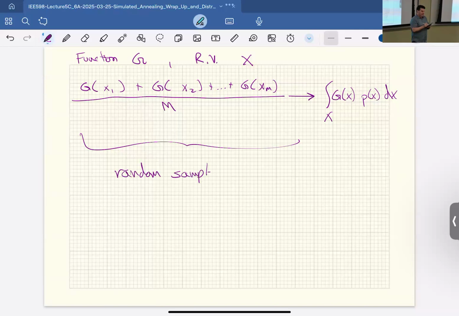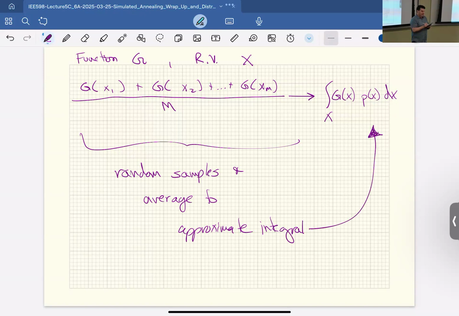And so I can take random samples and average to approximate the integral here. This is the beginnings of so-called Monte Carlo integration: by using a random sample, I might need to do less work in order to approximate this integral.